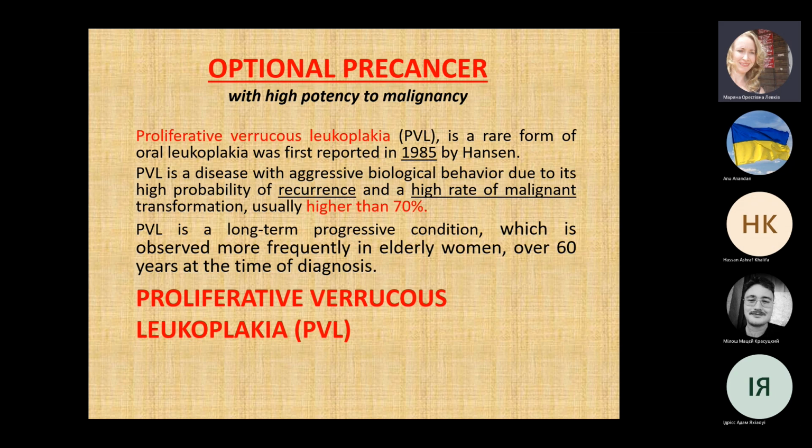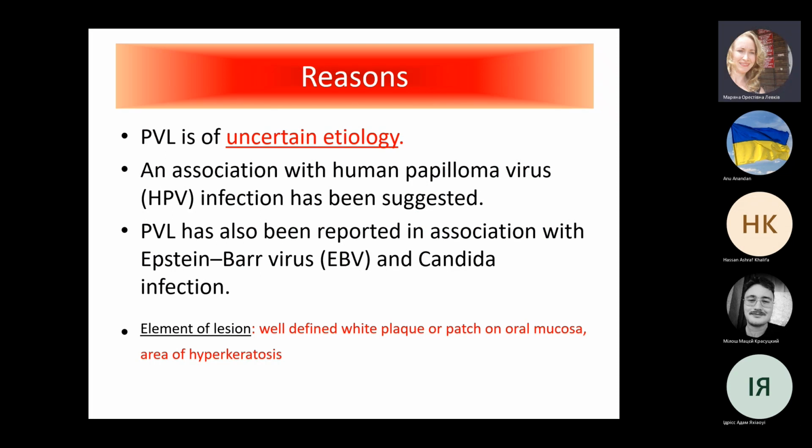Proliferative verrucous leukoplakia is a long-term progressive condition which is observed more frequently in elderly women over 60 years at the time of diagnosis. The reason for this disease is uncertain, but there is an association with human papillomavirus, and an association with Epstein-Barr virus and Candida infection has also been reported.